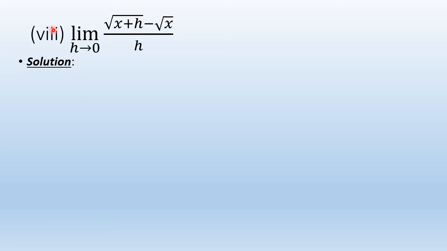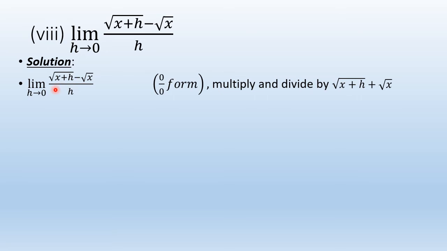Part 8, similar to part 7. Here we have limit when h tends to 0, (square root of x + h − square root of x) divided by h. We observe that if we apply the limit directly, we get 0 by 0 form, which is not defined. So again, we are going to rationalize it. That is, we multiply and divide by square root of x + h plus square root of x. So it will become (square root of x + h)² − (square root of x)².